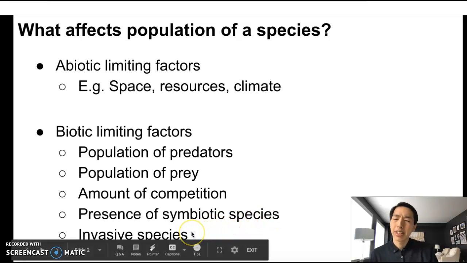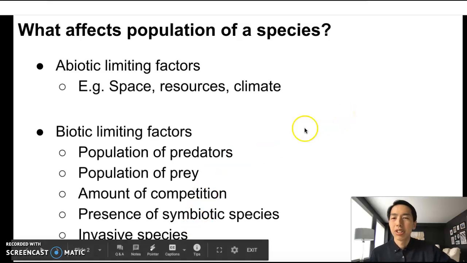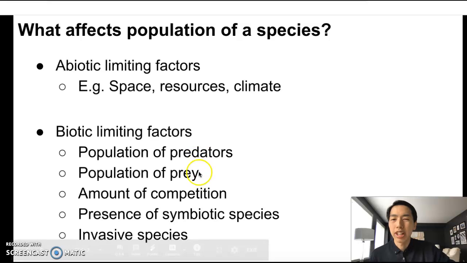And then one thing we didn't talk too much about, but it was part of your assignment the week before, was invasive species. In the coral reef simulation, you had to insert an invasive species into the coral reef ecosystem and then see how that affected all the populations. We'll focus on invasive species more next week, but that will definitely affect the population of other species as well. So I'm going to focus on predator and prey in the next slide.